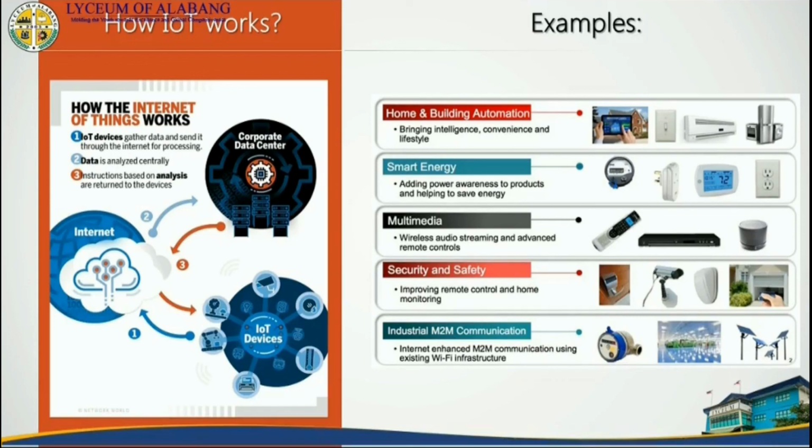So as we can see here, what are the different examples of IoT in our surroundings? First, we can use IoT in home and building automation. Just like when we use Alexa, for example, "Alexa, lights on." Okay, so Alexa or the system will be receiving the data and then it will be executed in the device itself. The next one will be the smart energy. These are some devices that are plugged in our electric connections to save energy.